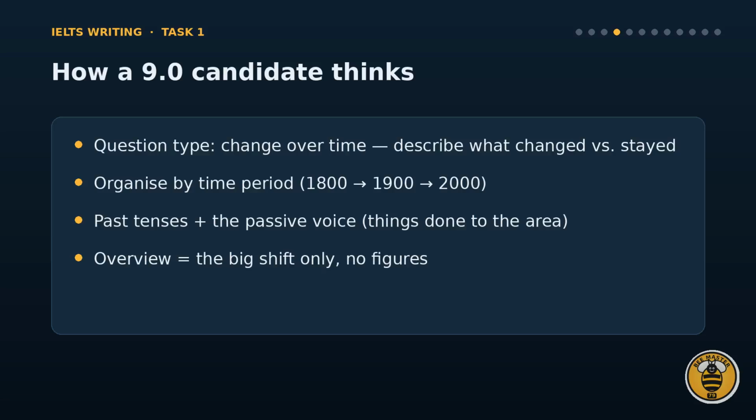How does a Band 9 candidate approach this? First, recognize the question type. It shows change over time, so we describe what changed and what stayed the same. We organize by time period, we write in the past tense, and we use the passive voice because things are done to the area, and we never list every detail in the overview.